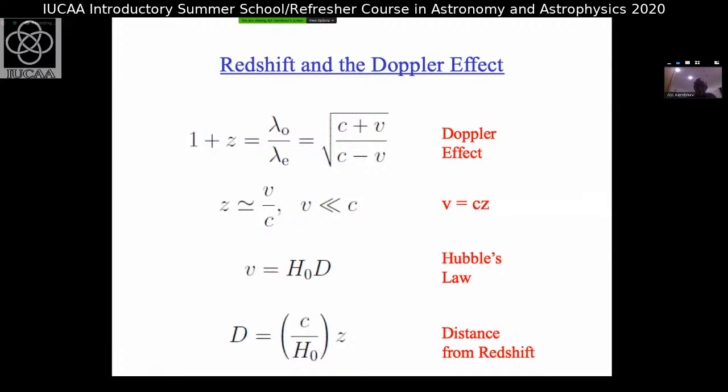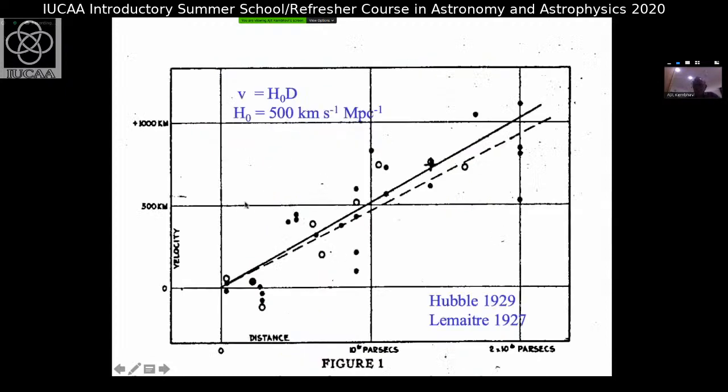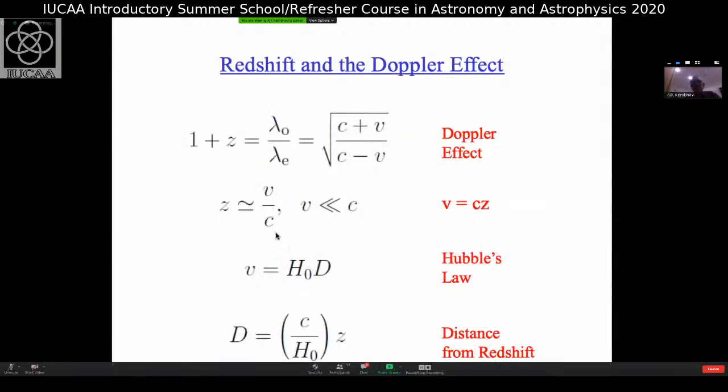So then I define a quantity. You see that lambda O upon lambda E is defined to be 1 plus Z, where Z is known as the redshift. If V is positive, meaning it is moving away from me, the redshift is positive. If V is negative, meaning the object is coming towards me, then Z is negative. And if V is much smaller than C, if I use the binomial theorem, then I'll find that Z is approximately equal to V by C.